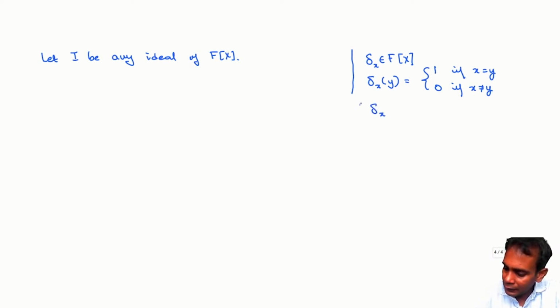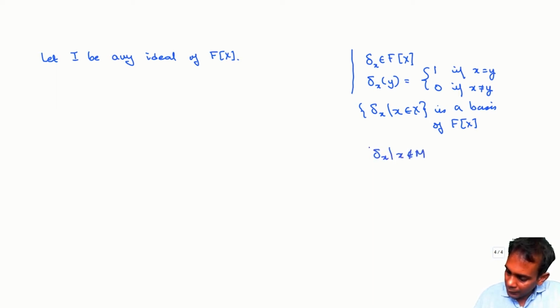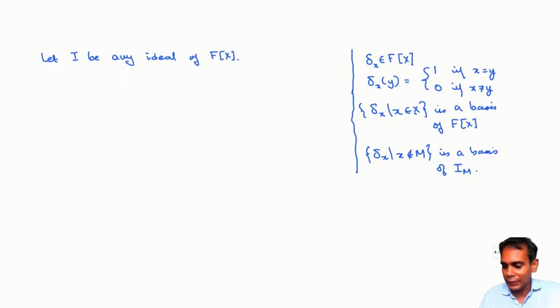And delta_x, x belongs to X, is a basis of F^X, and moreover delta_x, x not in M, is a basis of I_M. Okay, so we'll keep these in mind and we'll keep this notation delta_x also in mind. So now, given an ideal of F^X, we need to identify the set M for which it is of the form I_M. As I said, every ideal of F^X is going to be of the form I_M. That's what I want to show.